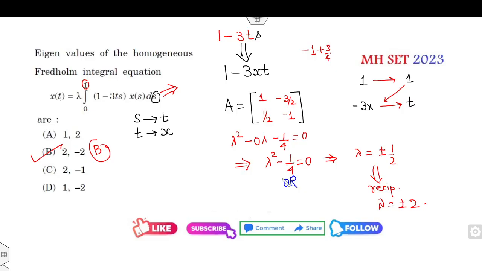Or you can write the equations. Fine. So clearly lambda is plus minus 2, which is the right answer.